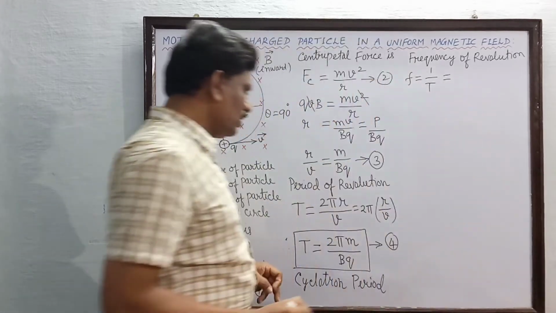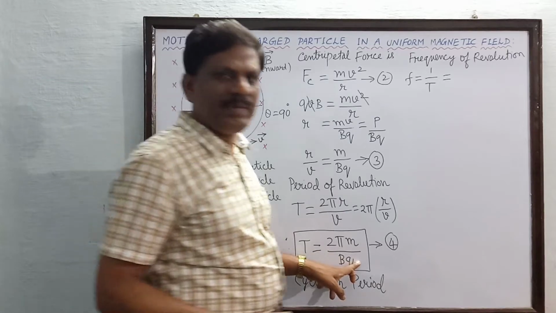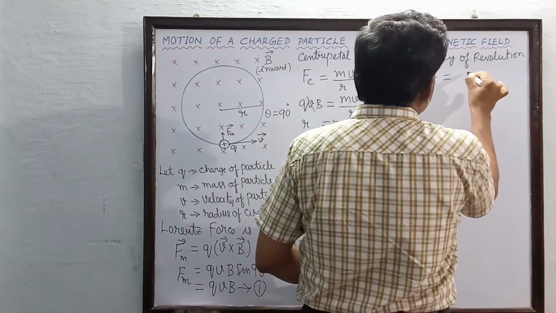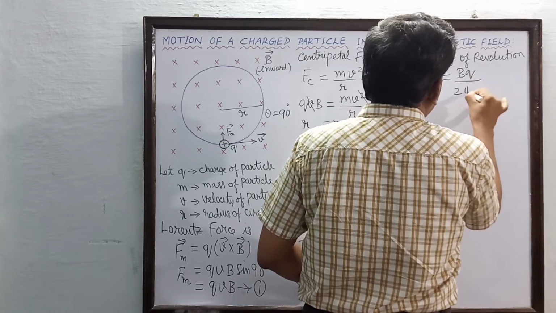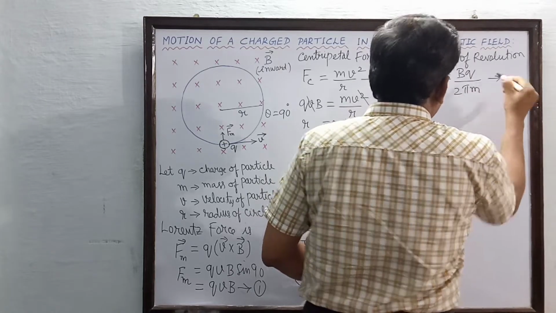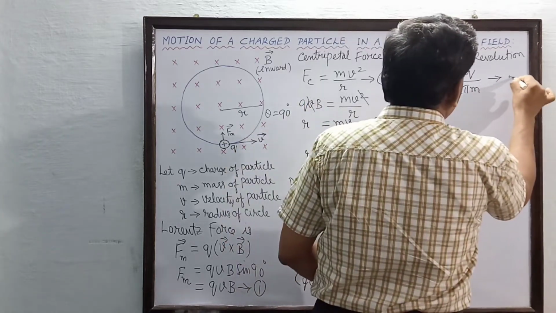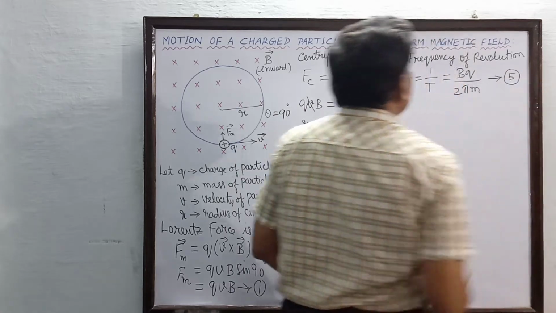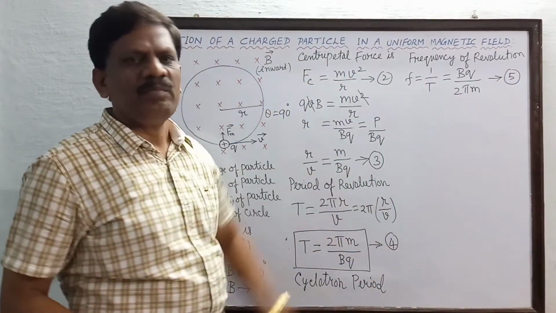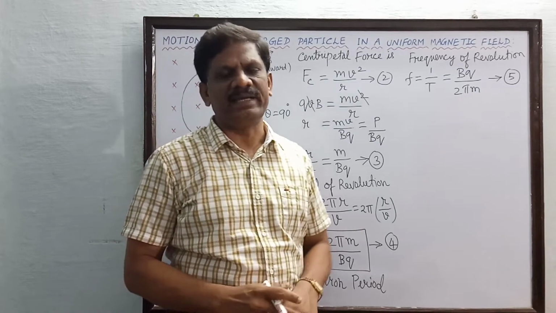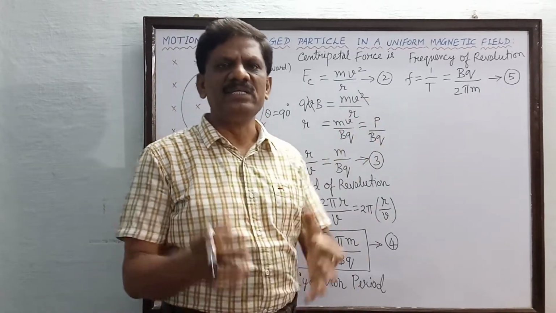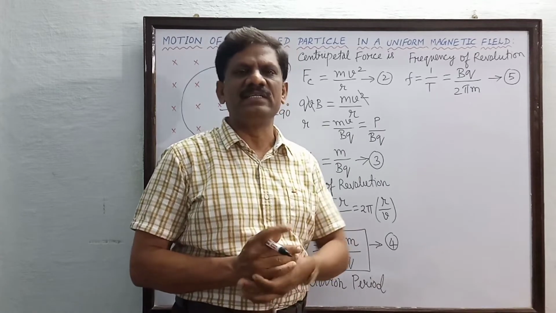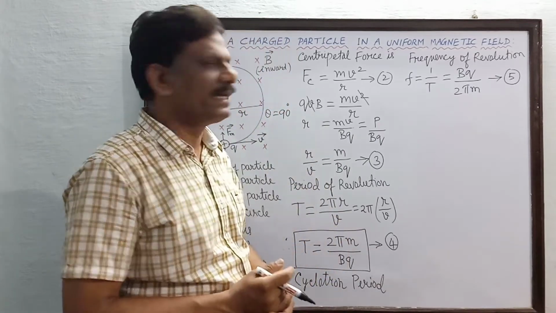So this is equal to bq divided by 2 pi m. And this is equation number 5. This is the number of revolutions per unit time. So what is meant by frequency f? It is the reciprocal of the period, meaning it is the number of revolutions per unit time, per second.